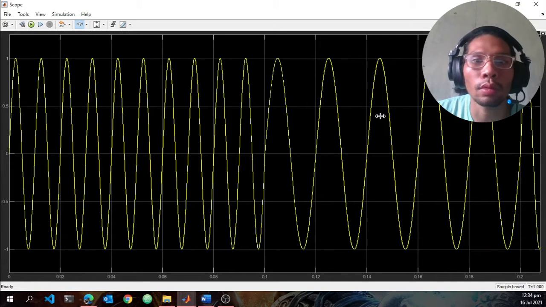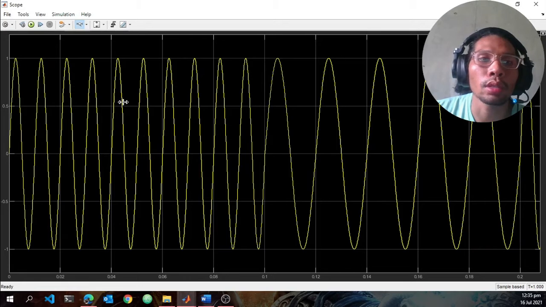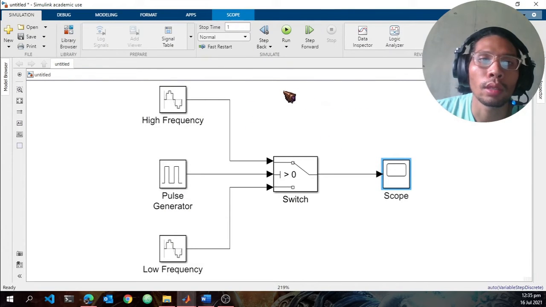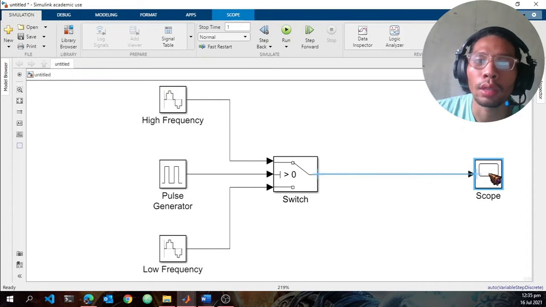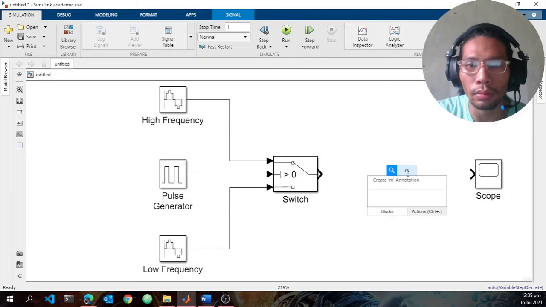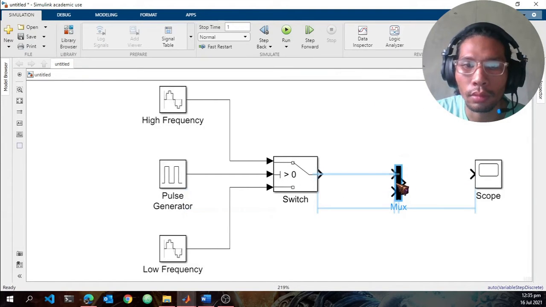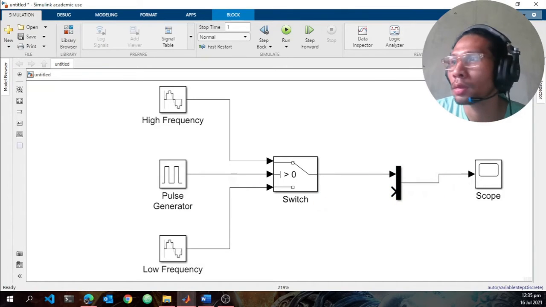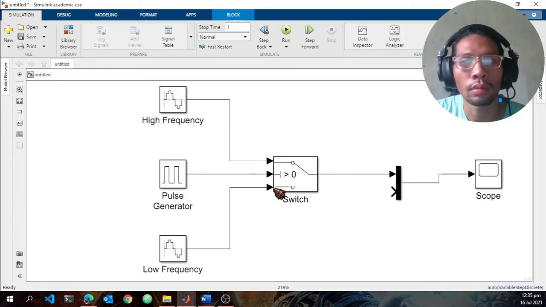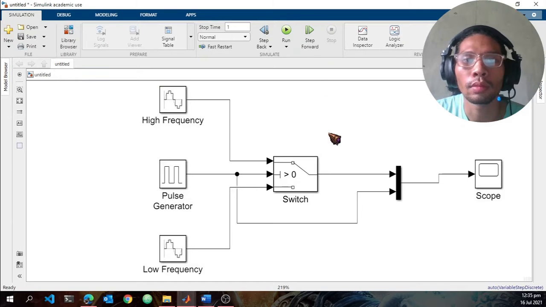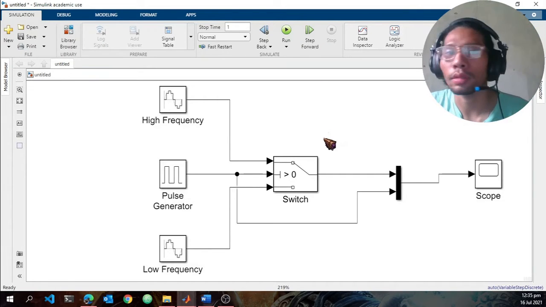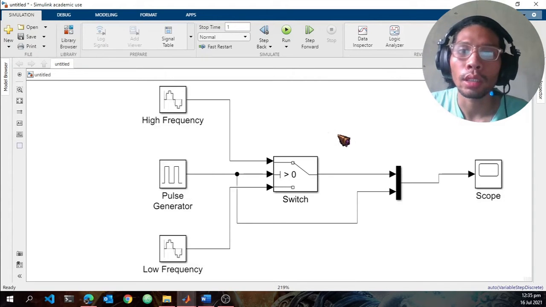So in the next block diagram, we can observe the reason why the output is frequency shifting or shift keying for this part 1. Again, we need to edit our block diagram by adding a multiplexer on the output part. So now our block diagram is done, and we can simulate it again so that we can observe the FSK output with respect to the pulse generator.